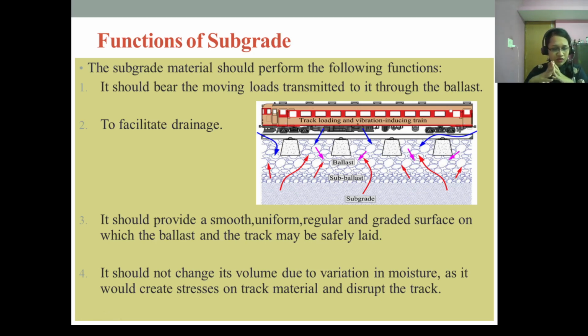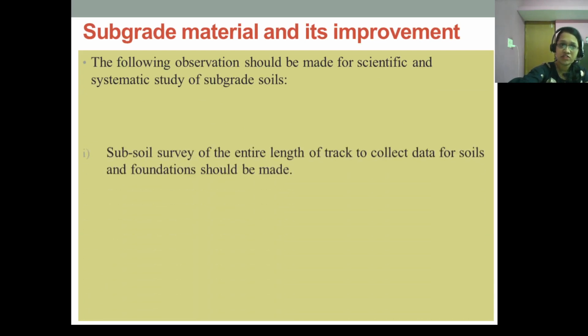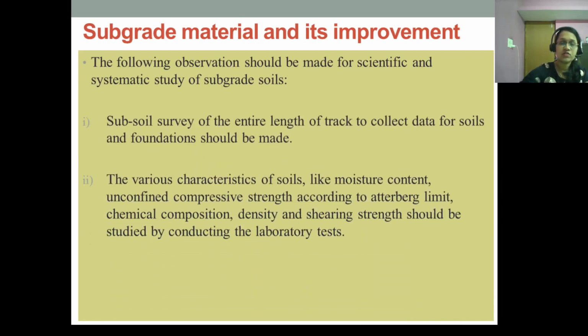So what are the observations made for the systematic and scientific study of the subgrade soils? Let us see this. The subsoil surface survey of the entire length of the track, to collect data for soils and foundations, should be made. Then the various characteristics of soil.